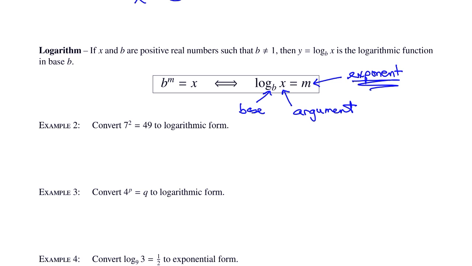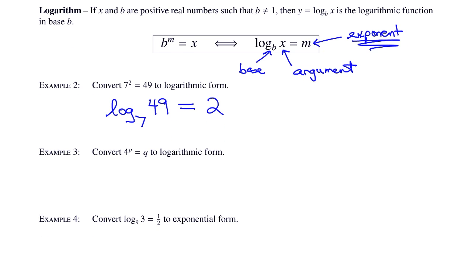Example 2. Convert 7 squared equals 49 to a logarithmic form. So here we would write log. Whatever the base of the exponential is, that is the base of the log, so it's base 7. The argument is what would be the answer from the exponential form, so you're going to take the argument to be 49. So this says log base 7 of 49. Log base 7 of 49 is equal to the exponent that you would raise 7 to in order to get 49. And of course that's 2, as given in the problem.